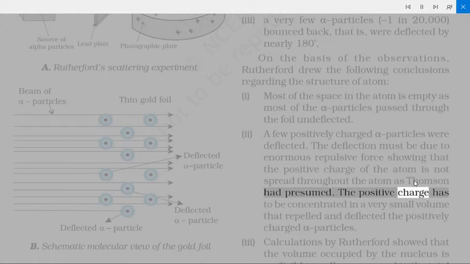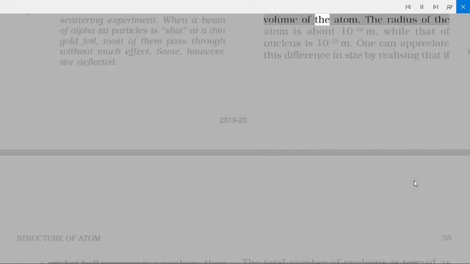The positive charge has to be concentrated in a very small volume that repelled and deflected the positively charged alpha particles. 3. Calculations by Rutherford showed that the volume occupied by the nucleus is negligibly small as compared to the total volume of the atom. The radius of the atom is about 10^-10 m, while that of the nucleus is 10^-15 m.